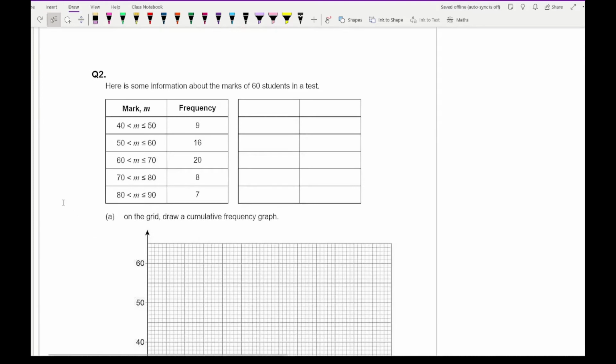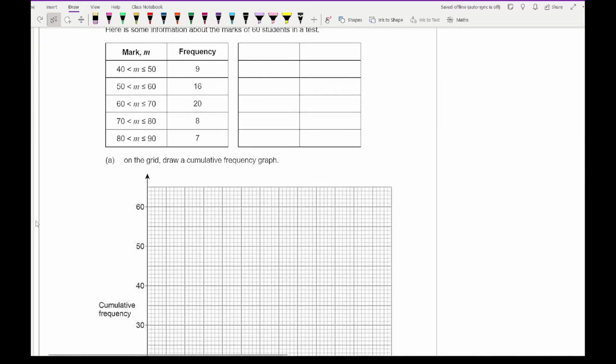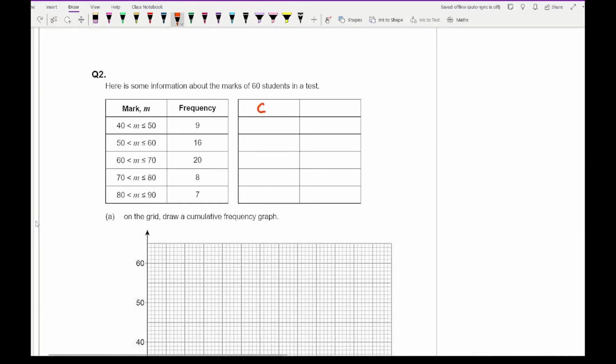Then moving on to question 2, it says here is some information about marks of 60 students in a test, and we've got data, and it says draw a cumulative frequency diagram. So for this, I need to set up my CF column, and then all I'm going to do is just add a running total. So I've got 9 plus 16, which is 25. 25 plus 20 is 45, then 53, and then the final amount is, of course, going to be 60.